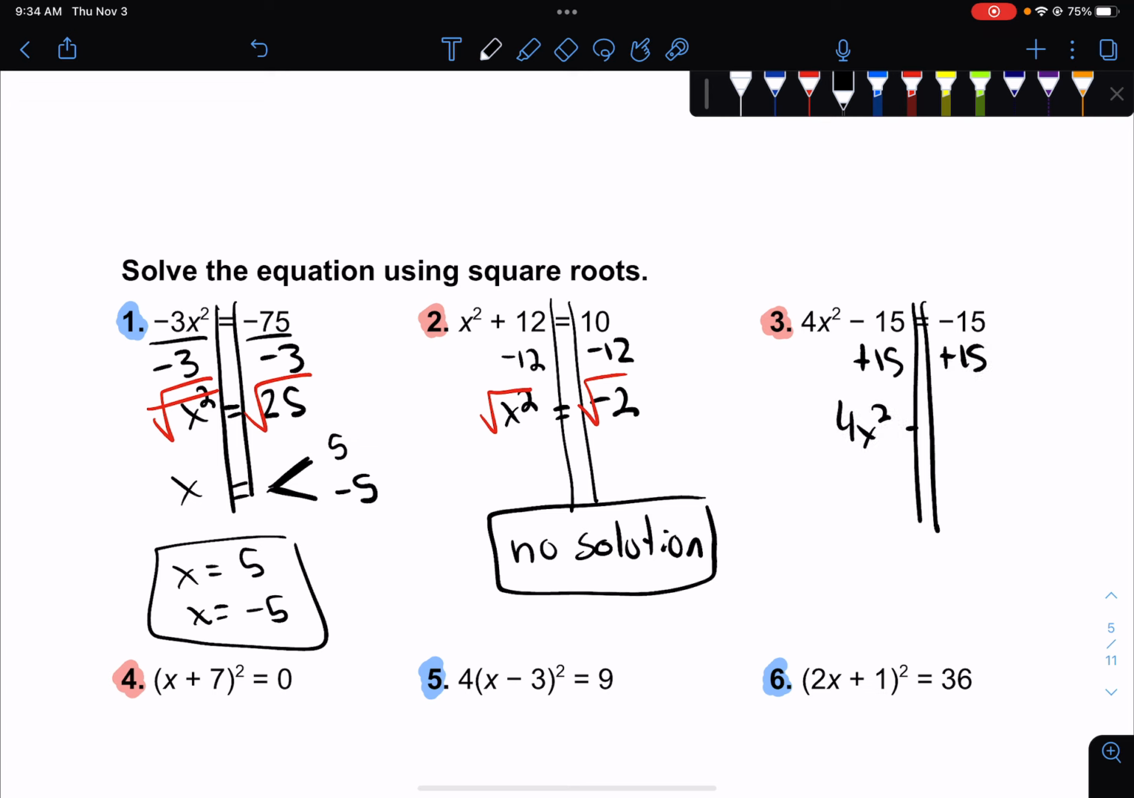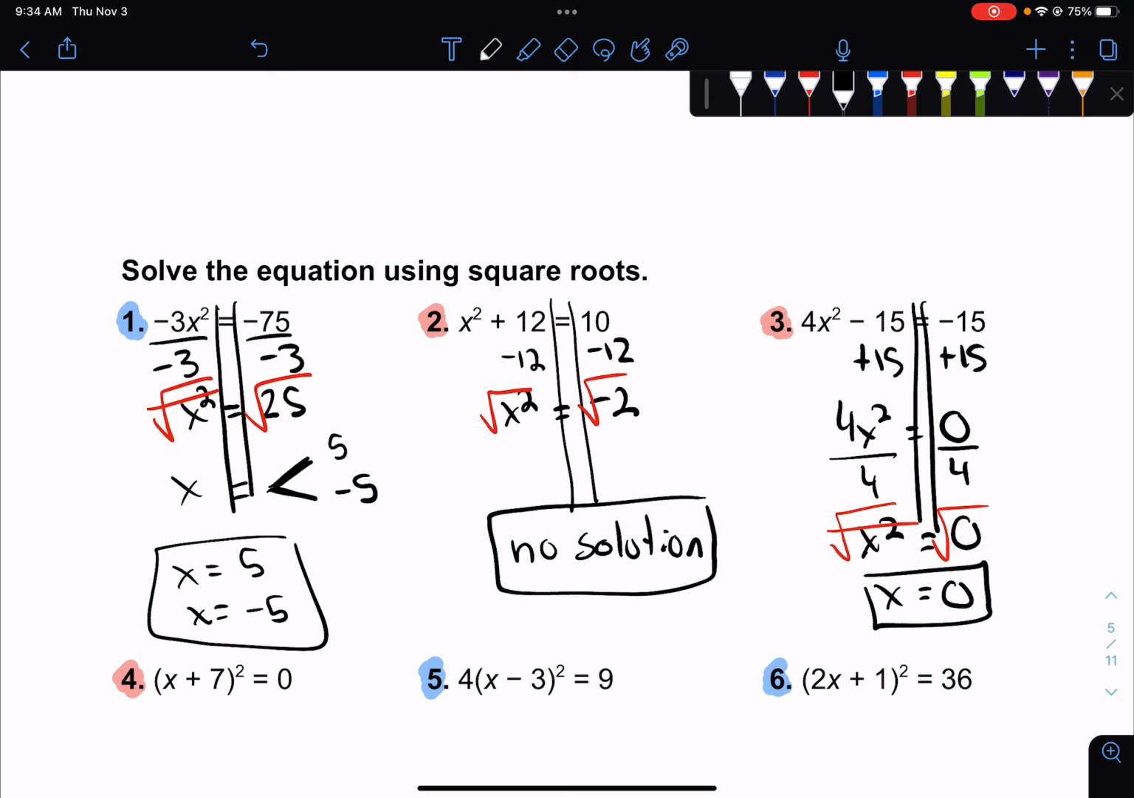4x squared equals 0. I divide by 4. X squared equals 0 divided by 4, which is just 0. If you don't know that, type it in the calculator. It will tell you. Then I need a square root, both sides. That goes away, and I end up with x equals the square root of 0, which is 0. And since I took the square root of a 0, that is my only answer.